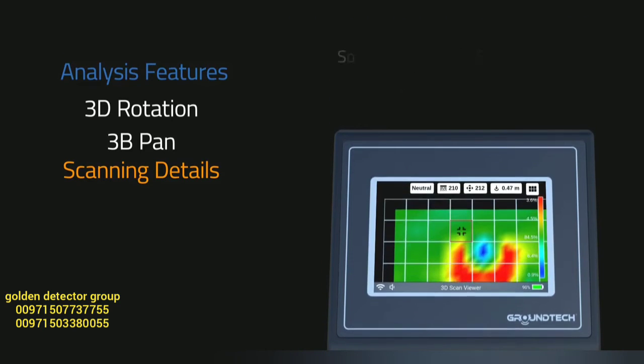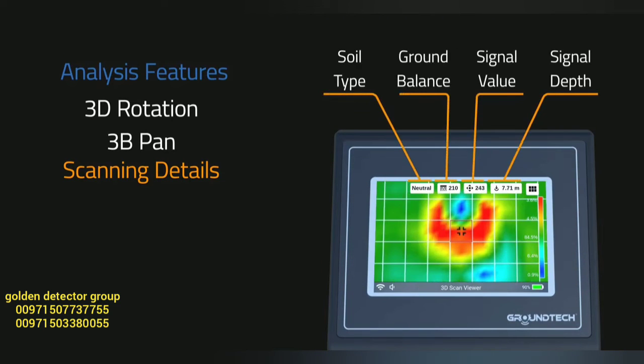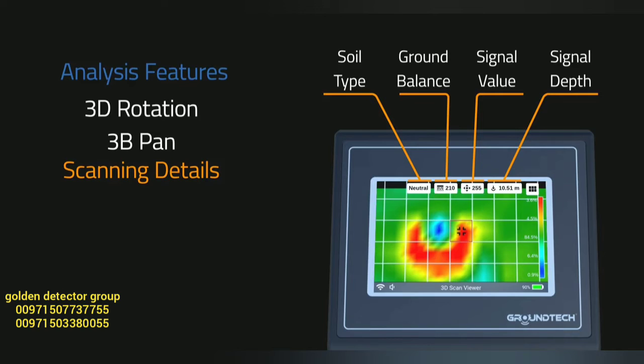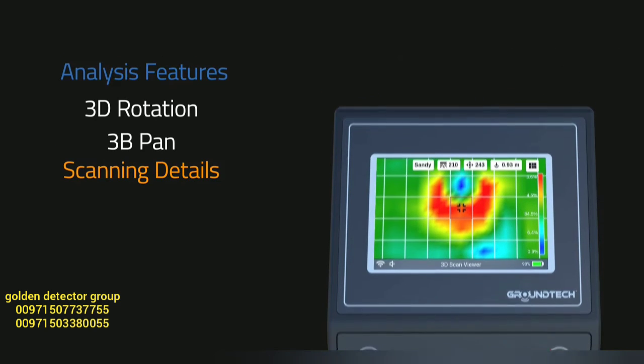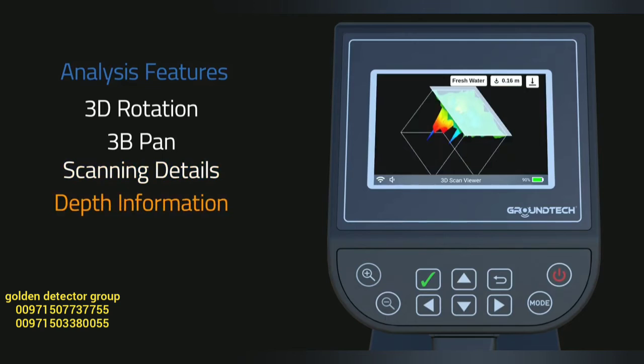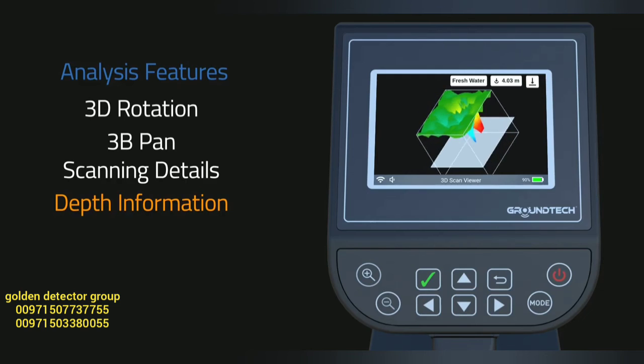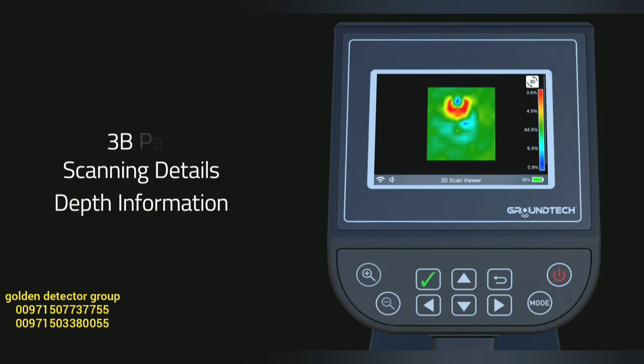Scanning details. You can see numerical values of your data and get information about depth by choosing the type of soil. You can go around the graph with direction buttons and examine the point details. Depth information. You can find out the general depth information of the measurement and see the start and end points of ground and other variables.